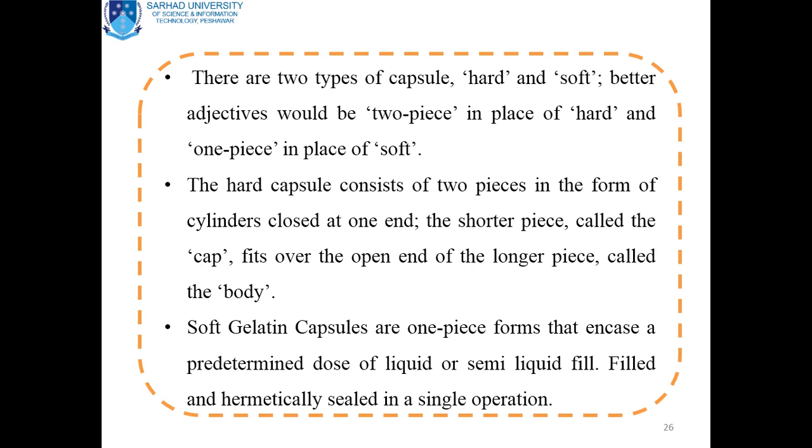The hard capsule consists of two pieces in the form of cylinders closed at one end. The shorter piece is called the cap. Remember that the shorter one, the cap, fits over the open end of the longer piece, and the longer piece is called the body. In the body, the formulation is filled, and then the cap fits over the body. Soft gelatin capsules are one-piece forms that encase a predetermined dose of liquid or semi-liquid fill, filled and hermetically sealed in a single operation.